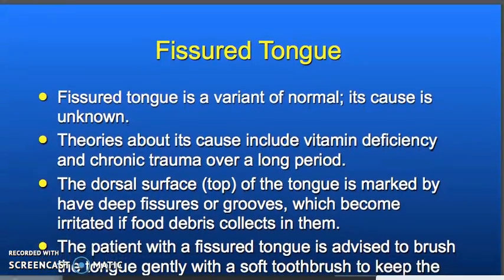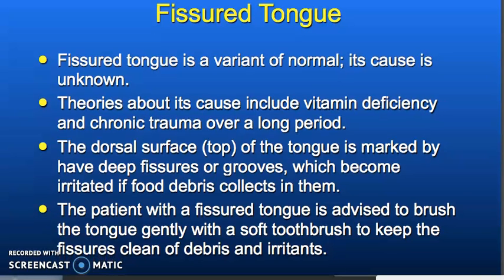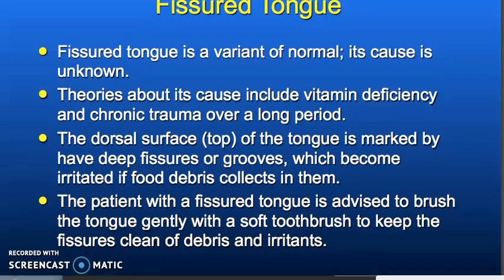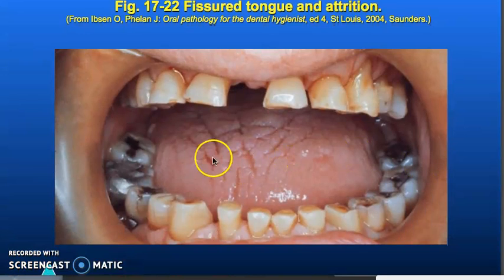Here we have a fissured tongue. A fissured tongue is normal, but it's different. We don't know why it happens, but it could be a deficiency in vitamins, could be chronic trauma. It's on the top of the tongue, and it's just advised to brush it with a soft toothbrush and keep it clean, because the debris is going to go into these fissures, which could cause bad breath.